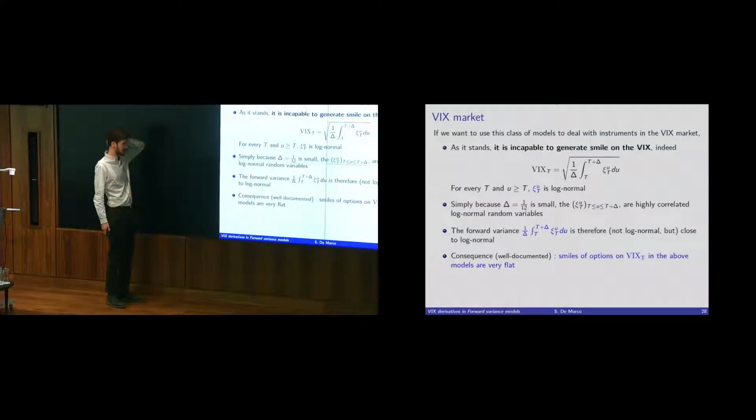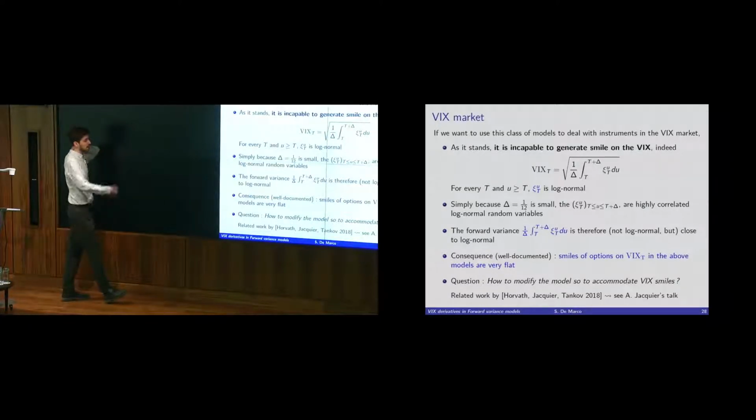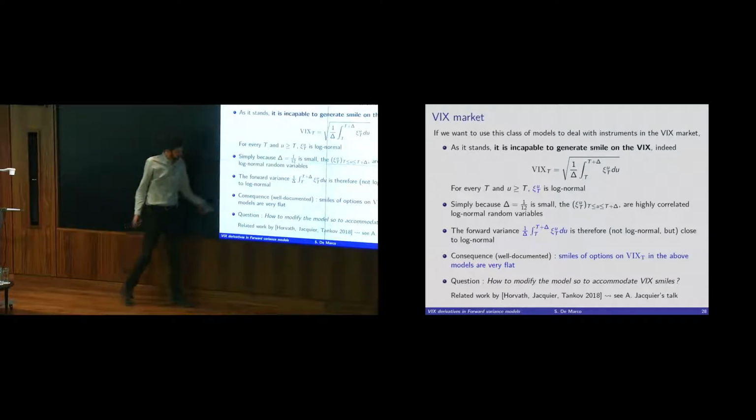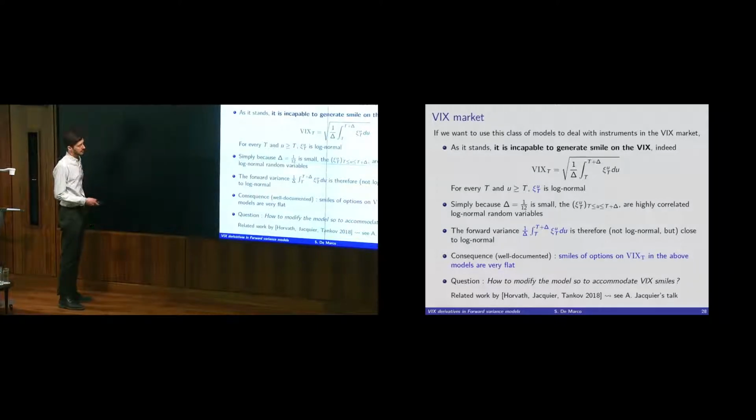A problem of these models that have been discussed in the literature so far, and that I've introduced, is that the smile of VIX options is essentially flat, okay? So the question is how to modify the model so as to accommodate VIX smiles. And in the next slides that you are invited to look at, I suggest a solution, and there's another possible solution, completely different, in a recent contribution, and this is what you will see in Antoine Jacquier's talk at the end of the day, okay?